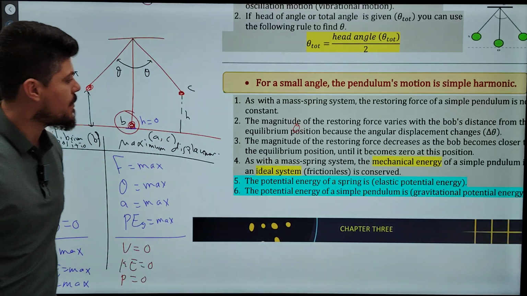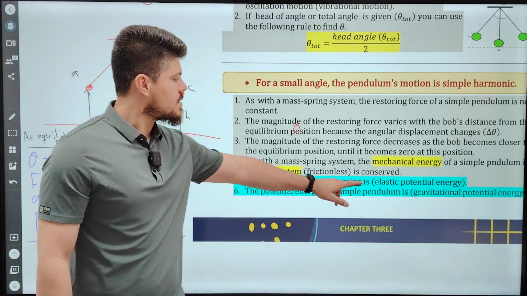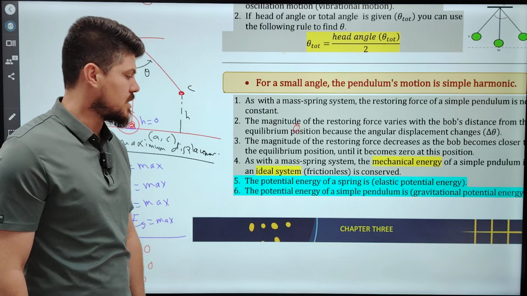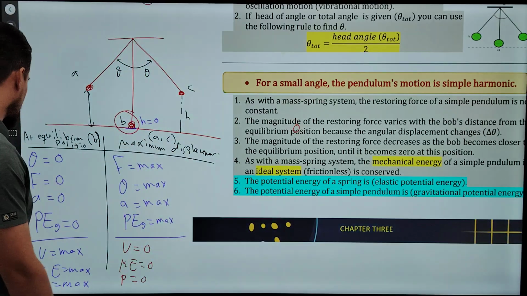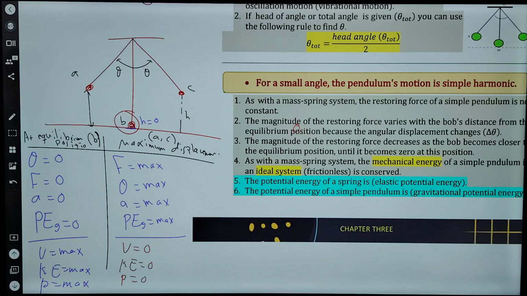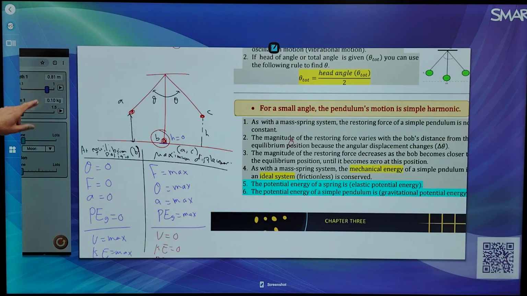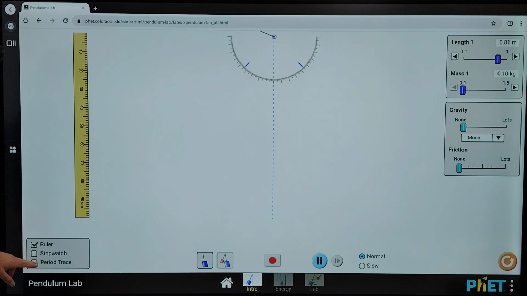Okay, as I mentioned here, the potential energy of a spring is what? Elastic potential energy. But the potential energy of a simple pendulum is gravitational potential energy. Okay? So the mechanical energy is still conserved.